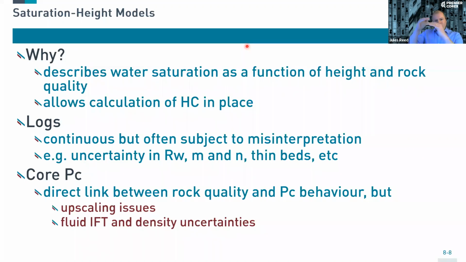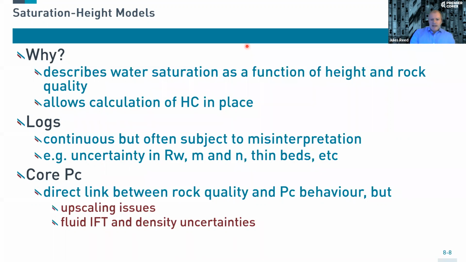And because we've got changing quality in our reservoir, depending on the height and different layers and different rock qualities, then we get slightly different saturations. So that's what we're attempting to do. It allows us to then calculate the water saturation, and 1 minus the water saturation is then our hydrocarbons in place. So it allows us to calculate our hydrocarbon in place, our oil volume.